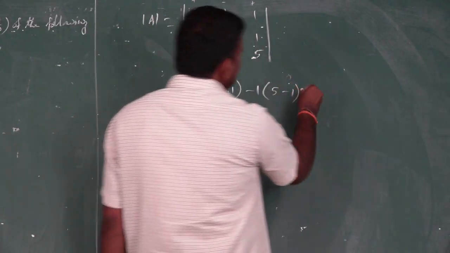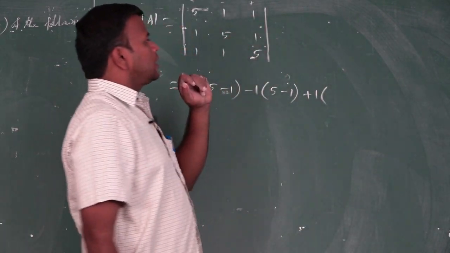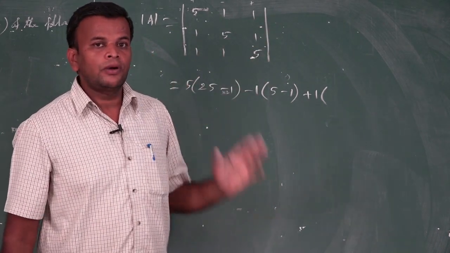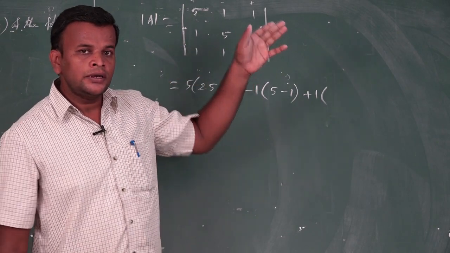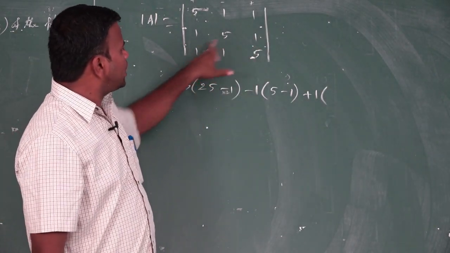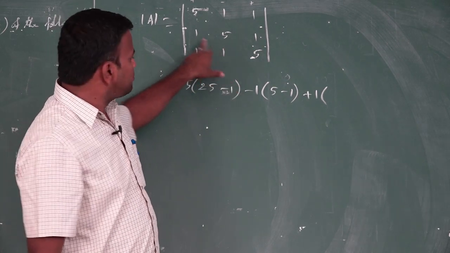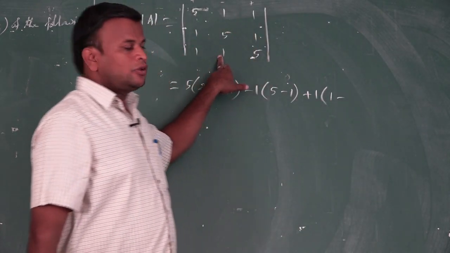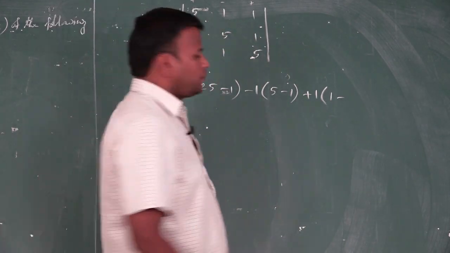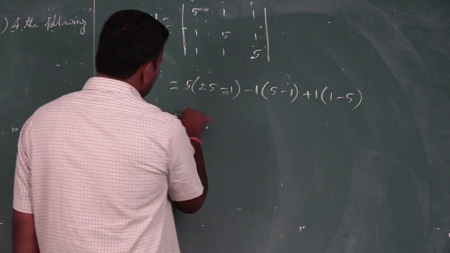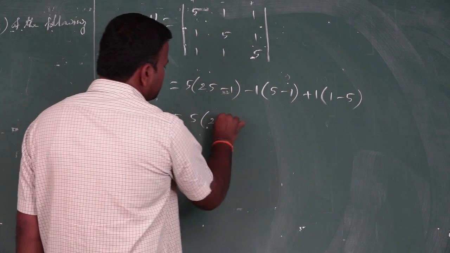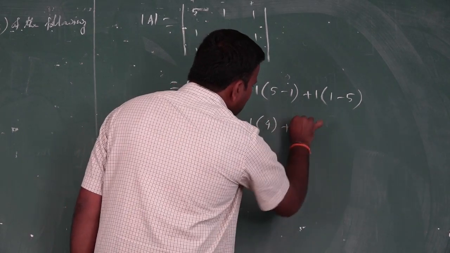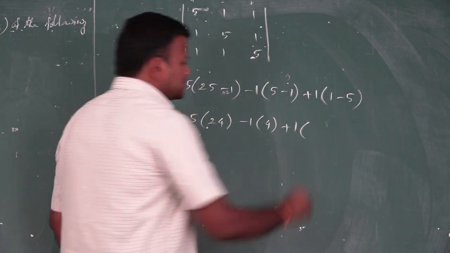Next one is plus 1. Now the same rule: we leave the first row and third column. The remaining elements are 1, 5, 1, 1. First, multiply the leading diagonal elements: 1 one is 1. We put a minus sign and multiply the remaining two elements: 1 five is 5. So 25 minus 1 is 24. Minus 1 of 5 minus 1 is 4. Plus 1 of 1 minus 5 is minus 4.